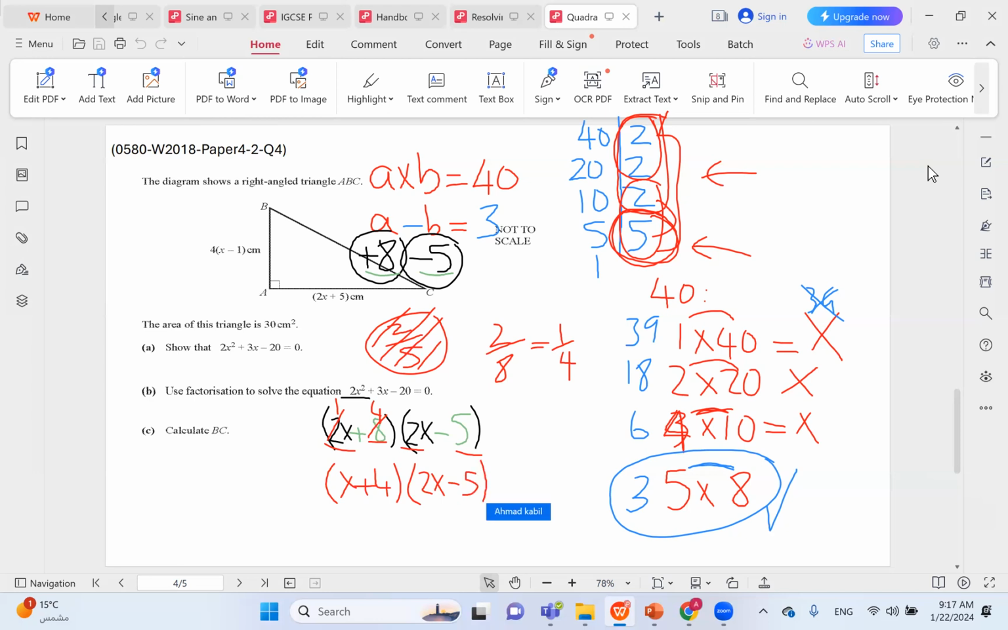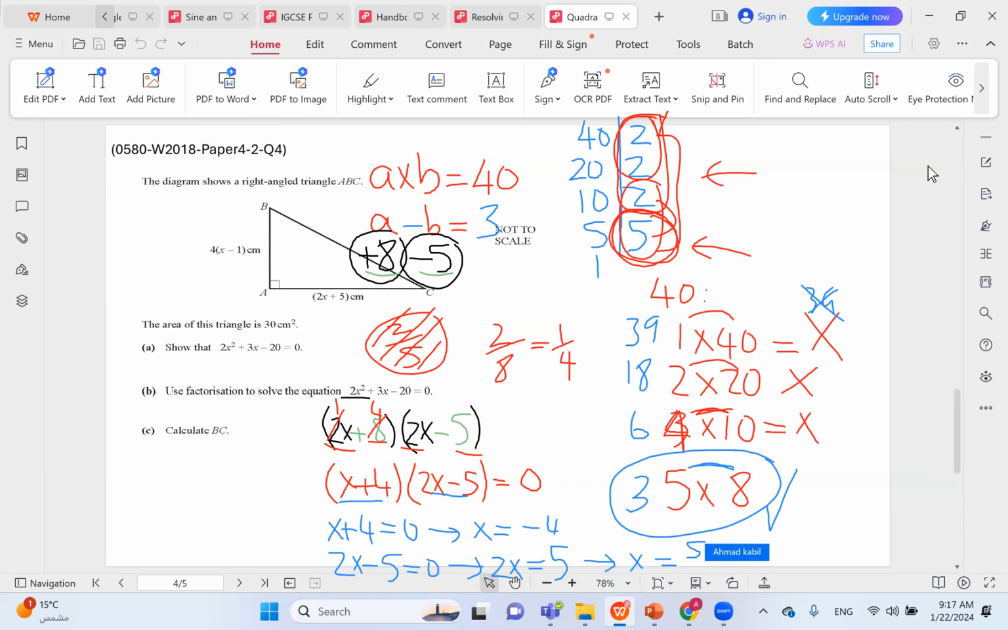equals 0. And they want us to solve by this method, not just to factorize. We just want to get the solutions as well. So x plus 4 equals 0, and 2x minus 5 equals 0. We just take each bracket separately. And here x is equal to negative 4. And in this case, 2x is equal to 5. So x is equal to 5 over 2.